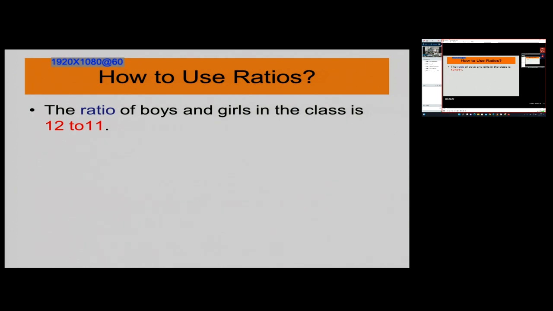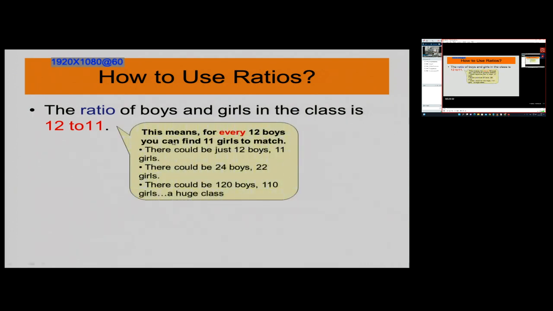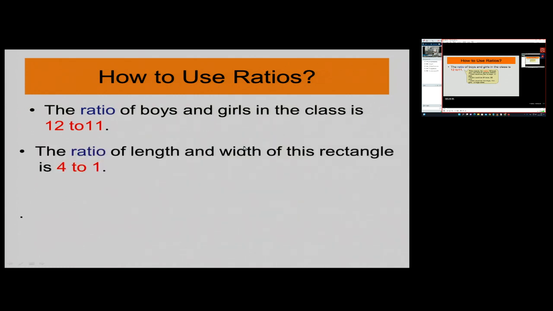Now let us have the next example. So again, that means for every 12 boys, you can find 11 girls. Anyway, the ratio of length and width of this rectangle is 4 to 1. So we have this kind of rectangle, 4 to 1. If we're going to write that, that is length to width, which is equal to 4 to 1. Meaning for every 4, let's say inches, there is 1 inch of the width.